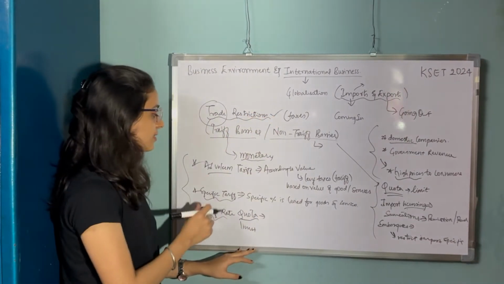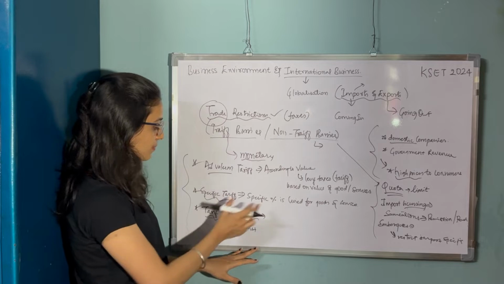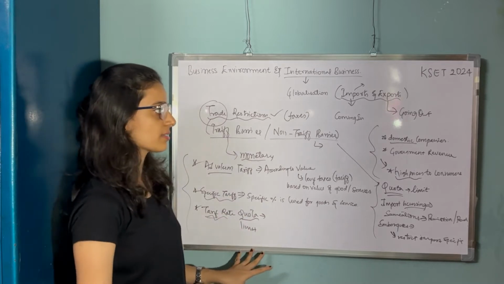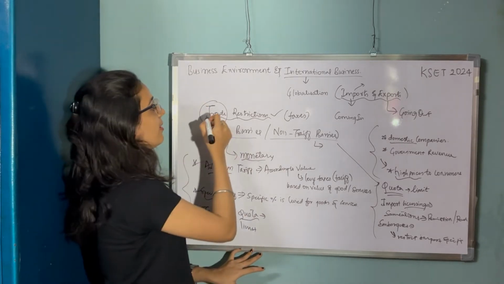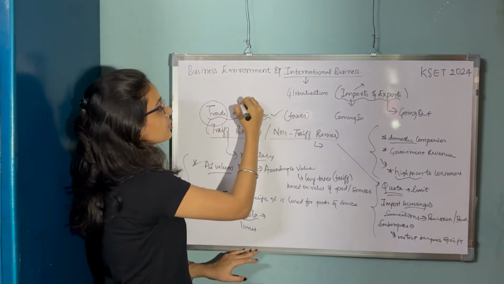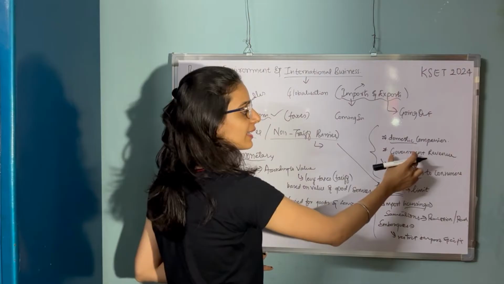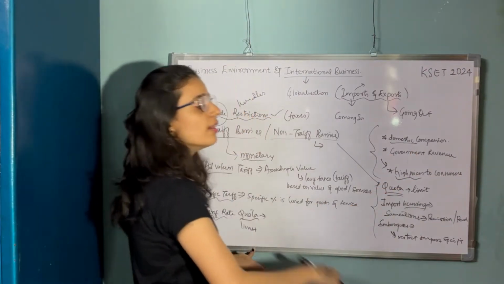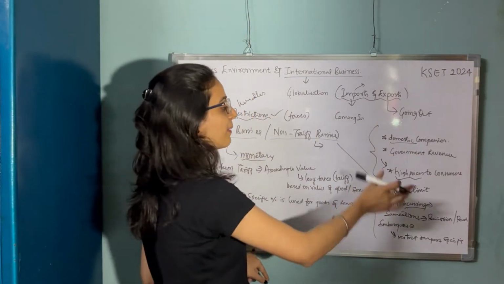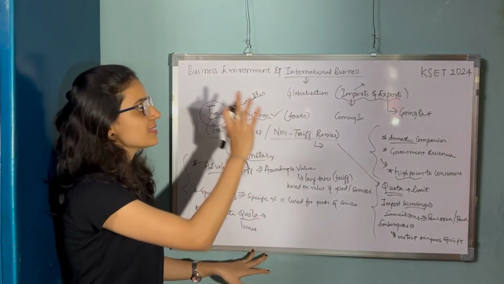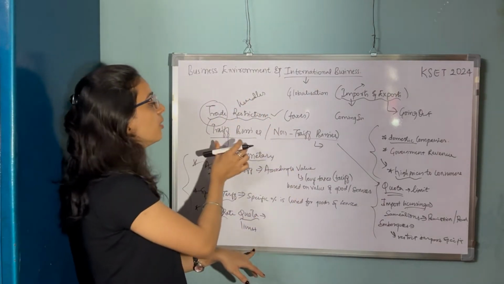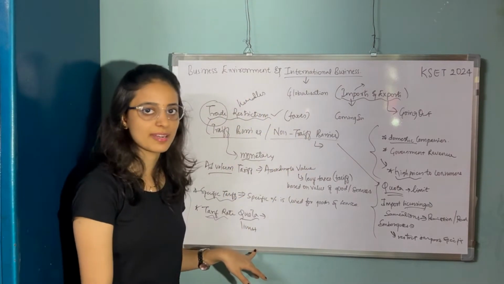Whereas on tariff barriers, it is nothing but ad valorem tariff, specific tariff and tariff rate quotas. So in total, tariffs are nothing but trade restrictions or hurdles to protect domestic companies, or it can be a form of government revenue which may ultimately lead to high prices for consumers. So this is a small concept related to tariff barriers and non-tariff barriers.